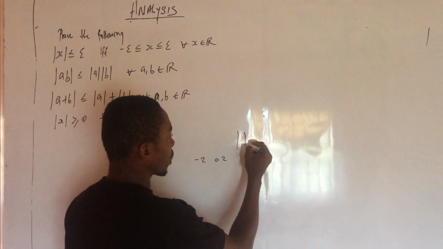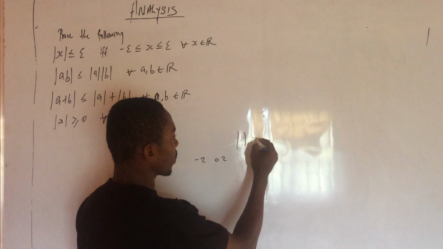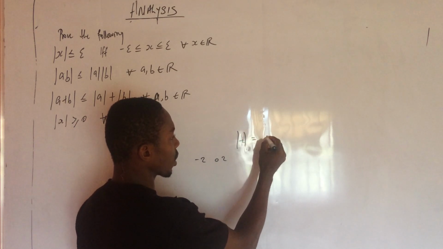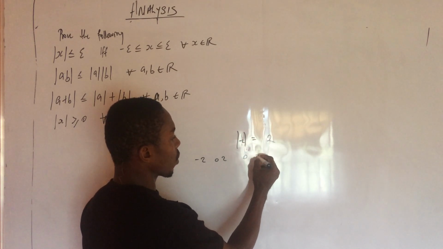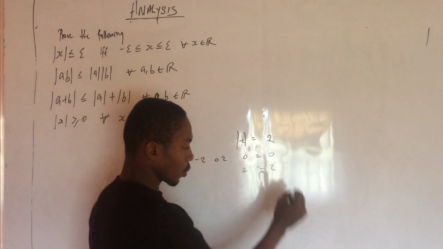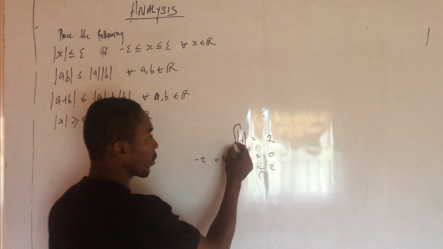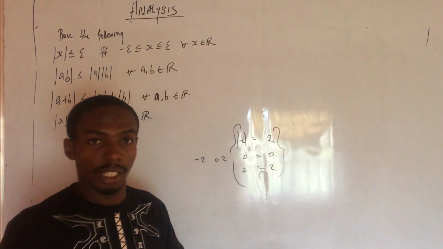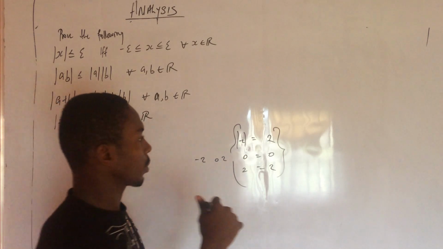Whenever we plug in anything in this absolute value function, it gives us back what? For example, minus 2 here gives us 2, 0 gives us 0, and 2 gives us what? 2. Now, this is the absolute value function, right? Yes. Let's talk about the square function.